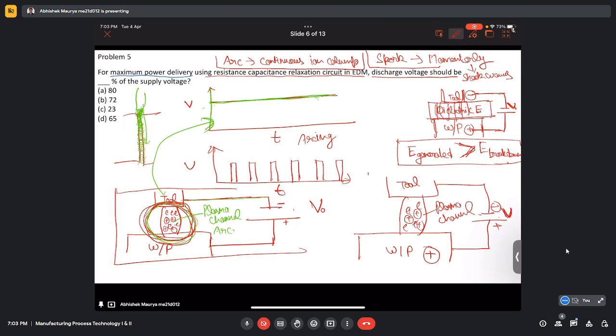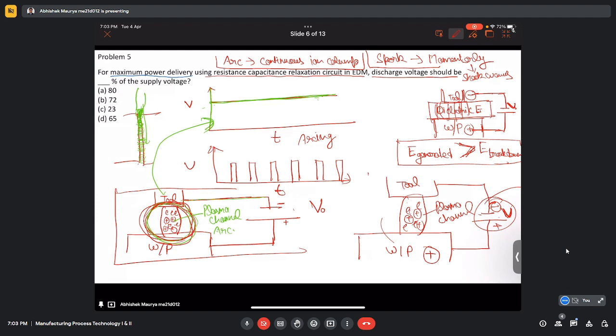But after a small time, let's say 1 microsecond, after 1 microsecond, we will remove this battery. Then what will happen? Since we removed the battery, this arc will die out. This arc will go away. This will get extinguished.